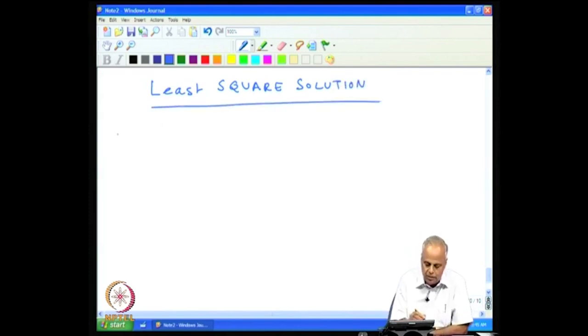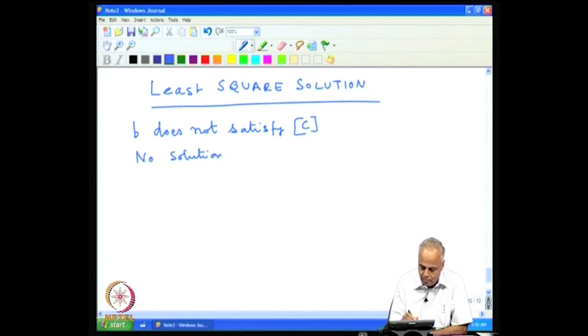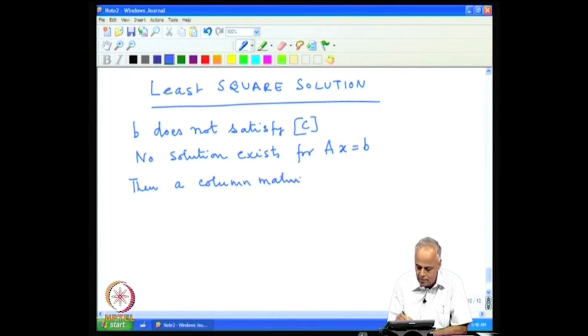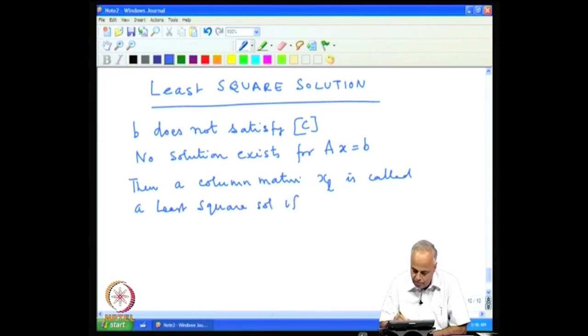What do we mean by a least square solution? Suppose B does not satisfy the consistency condition C, so no solution exists for Ax equal to B. Then a column matrix X, we will call it X_L to denote the fact that it is going to be a least square solution, is called a least square solution if it minimizes the squares of the error.